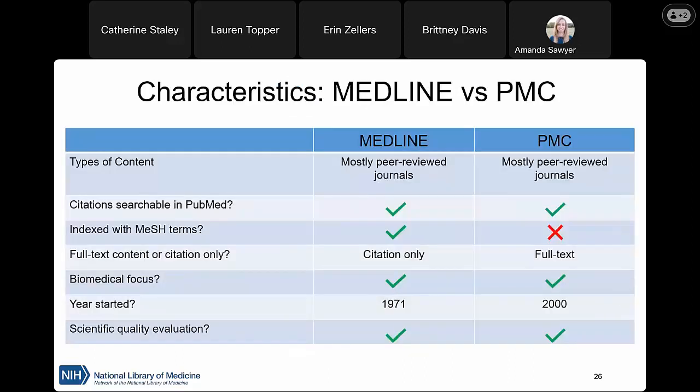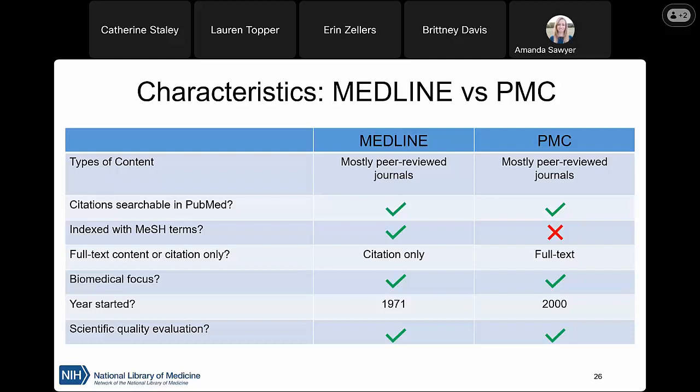At this point, you may be wondering why NLM has two separate journal databases. Medline and PMC have distinct purposes and characteristics, some of which are shown on this table. Both databases primarily contain peer-reviewed journal literature, and their citations are searchable in PubMed. However, only Medline citations in PubMed are indexed with NLM's medical subject headings, or MeSH terms. PMC contains the full text of the article in fulfillment of its dual role as an archive, whereas Medline only contains the citation data, which is information like abstracts, titles, and other metadata.